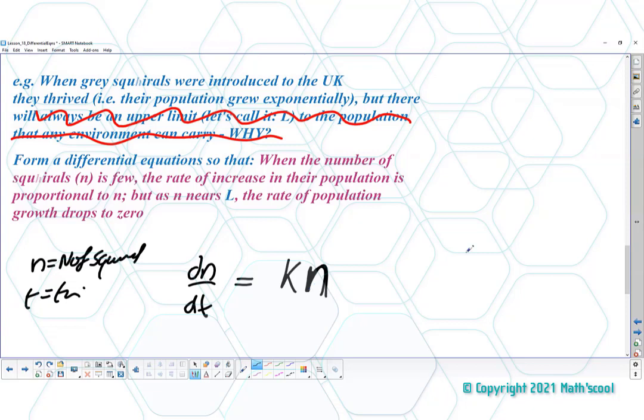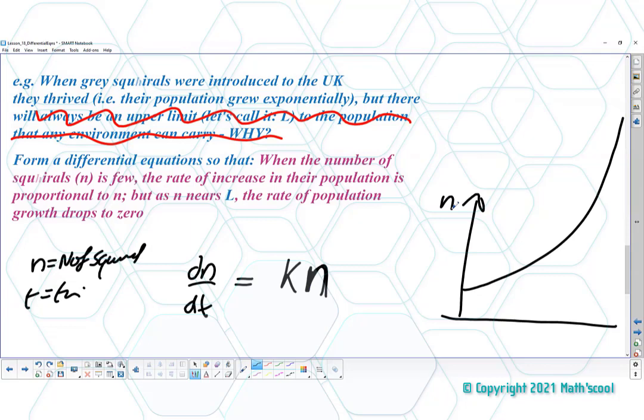But this will produce this type of graph. It will produce a graph like this, n against t. Let's say today there's 100 squirrels. That population will just go on and on and on, and that graph has no limit. It will go up to 1 million, it will go up to 1 billion, it will go up to 100 billion. That's not a good model because you can't have 100 billion squirrels in Harrow. There's just not enough nuts for that many squirrels.